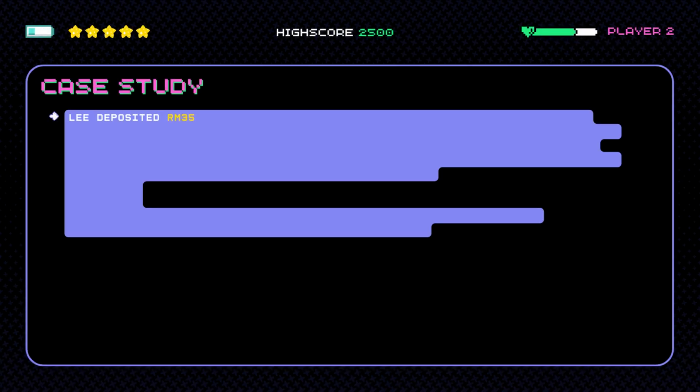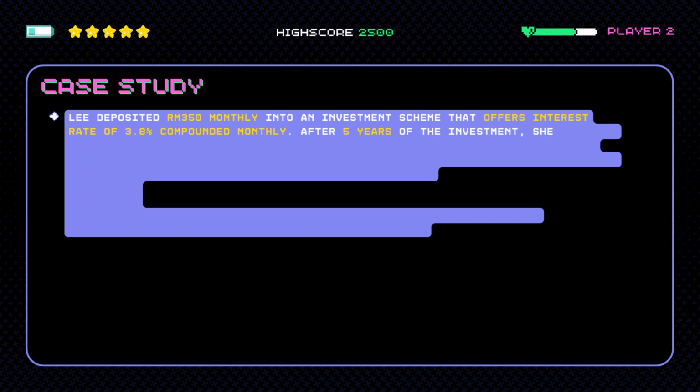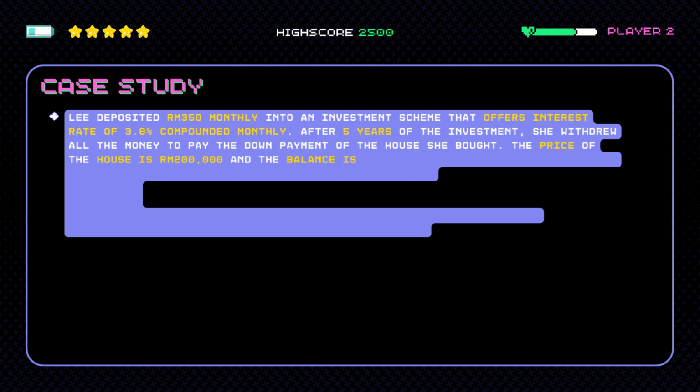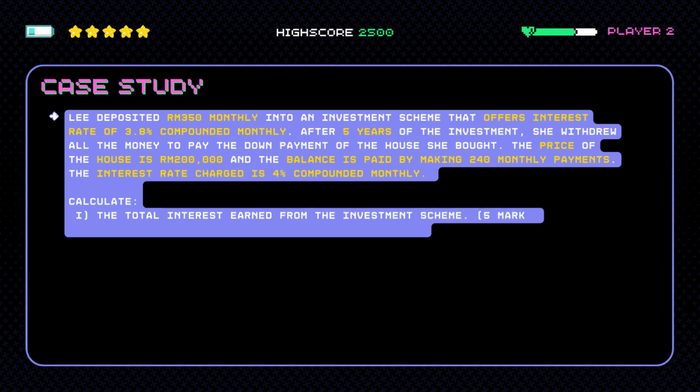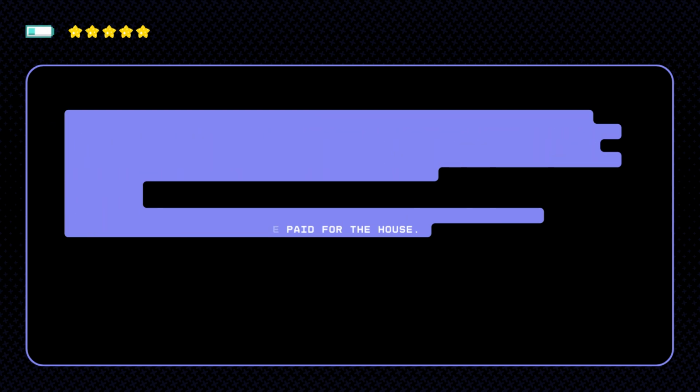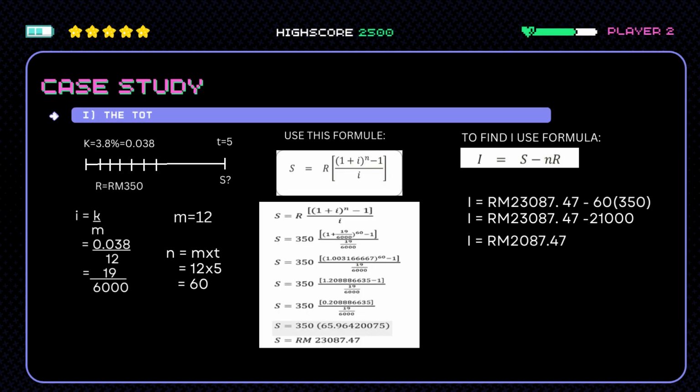She deposits around 350 monthly into an investment scheme that offers an interest rate of 3.8% compounded monthly. After 5 years of investment, she withdraws the money to pay the down payment of the house she bought. The price of the house is RM200,000 and the balance is paid by making 214 monthly payments. The interest rate charged is 4% compounded monthly. Question Roman 1: the total interest earned from the investment scheme.